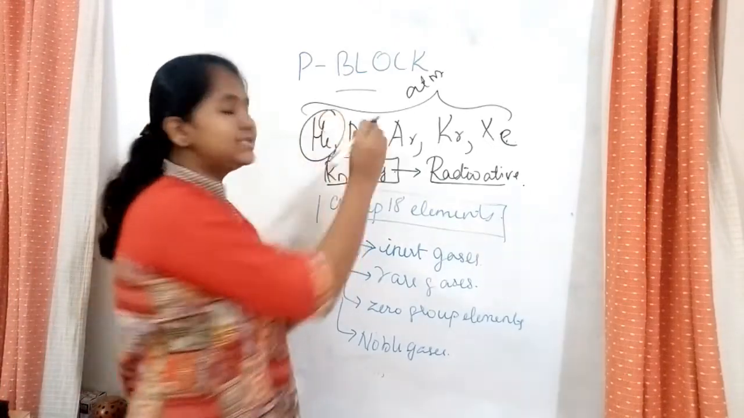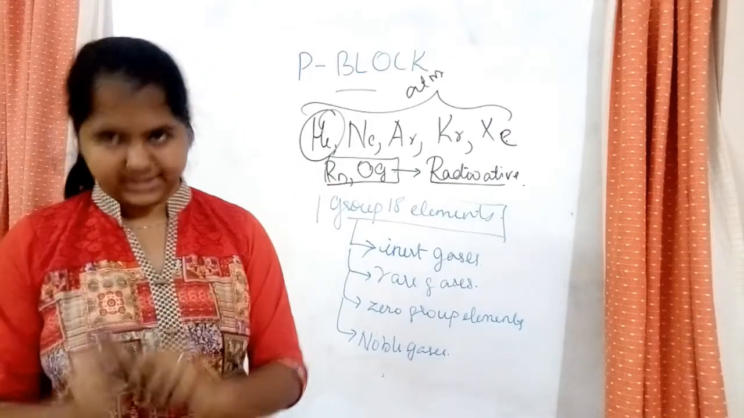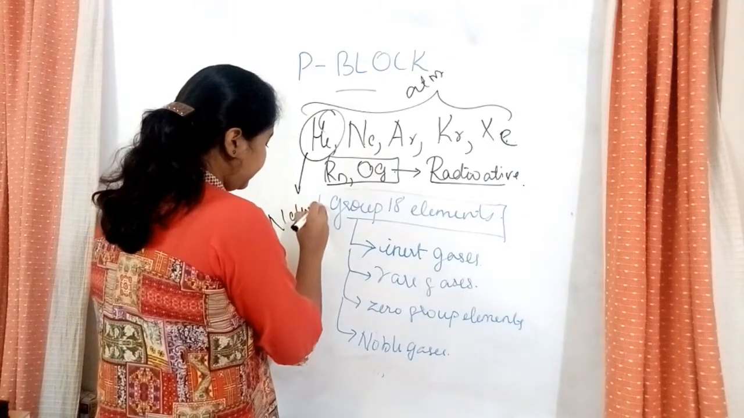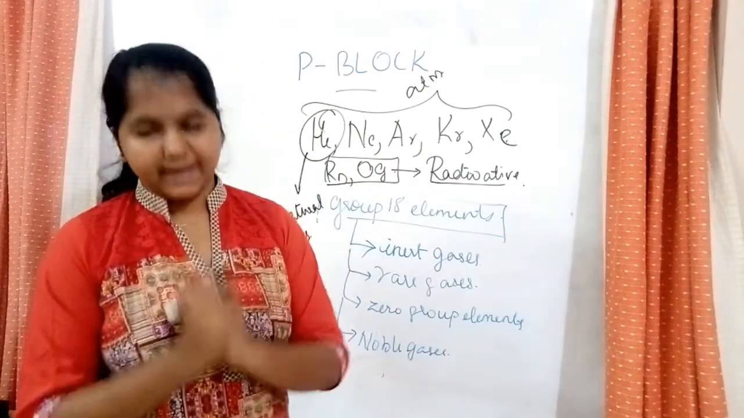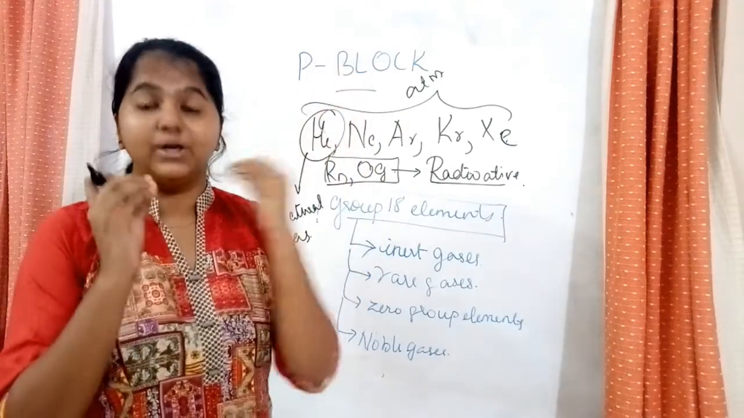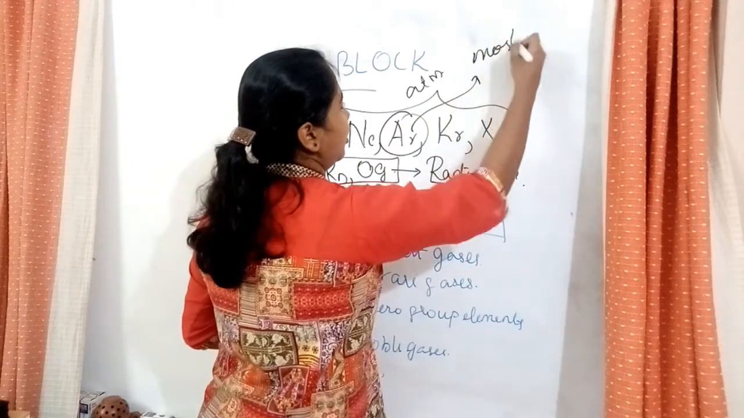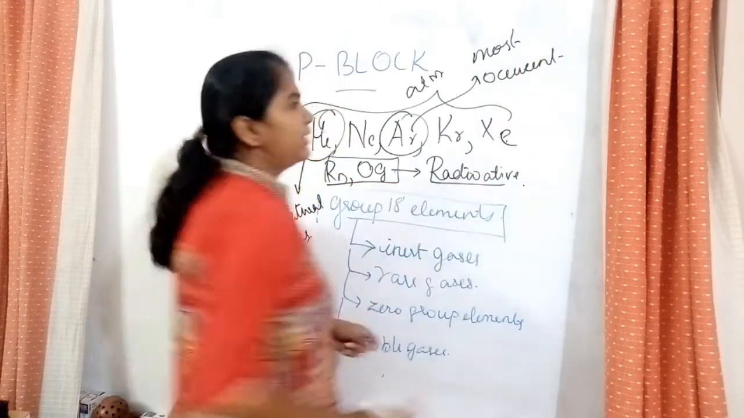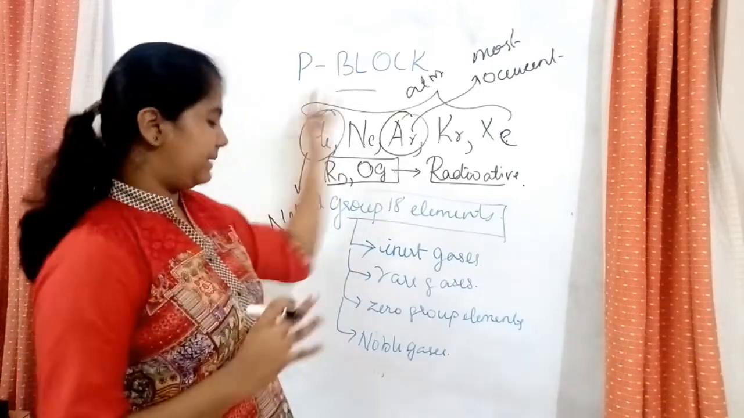Next, let's talk about helium. Where is the source of helium coming from? The source of helium is usually natural gas. And the most abundant element in the P block, in group 18, is argon. So that is the most abundant, argon. So that is generally what we mention about the P block elements.